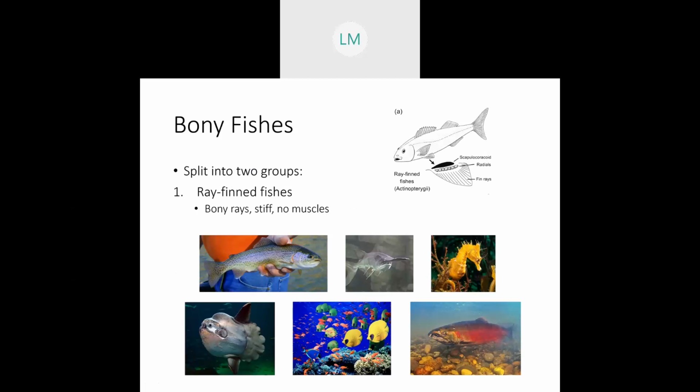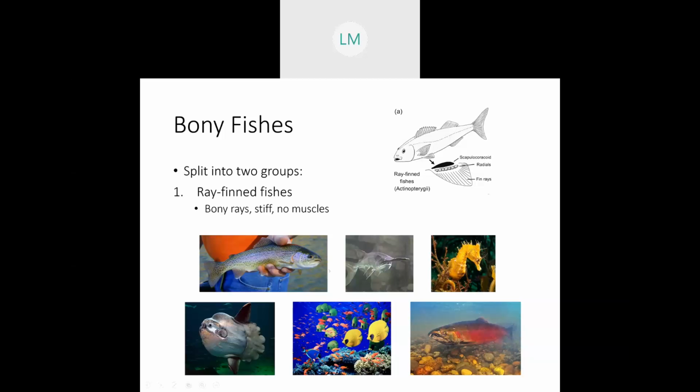So this is kind of just a sketch here of these ray fins. So bony rays that are stiff. There's no muscles in these fins. You can see right here, there's no muscles on that fin. It's just kind of this ray projection there. So this is where we see the huge variety that goes into our bony fish group, all from our ray-finned fishes.